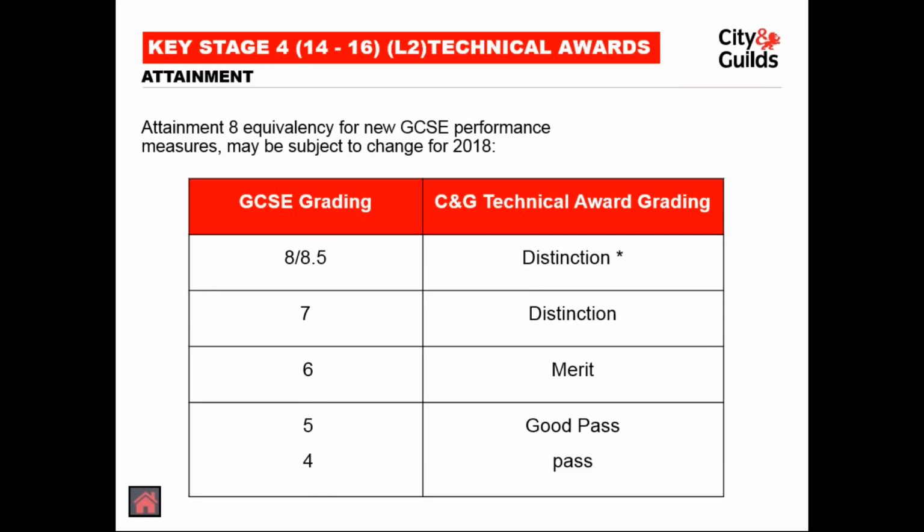So again, just another visual to have a look. Just to recap what we said, it's between 8 and 8.5, 7, 6 is a merit, a good pass is a 5, and a pass will be a 4. And these will be reported in the 2018 performance tables.